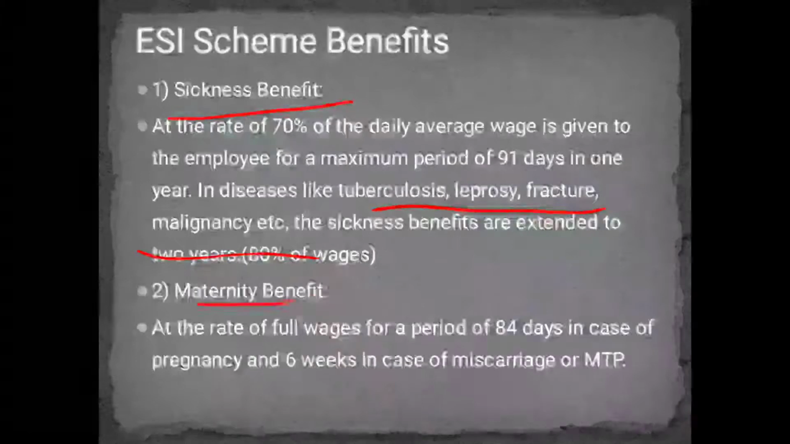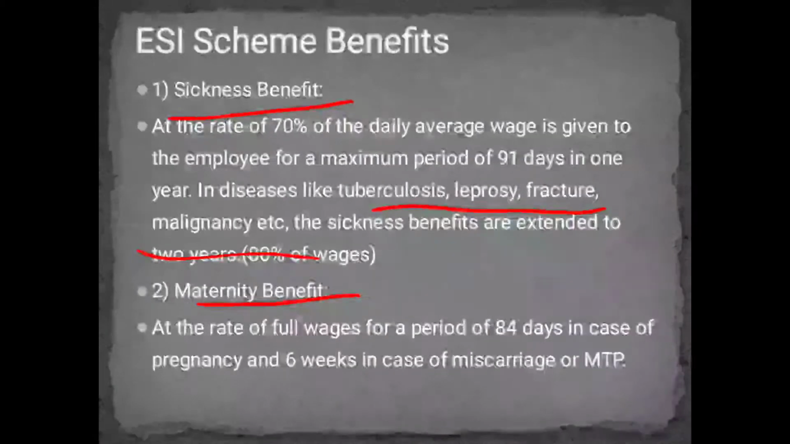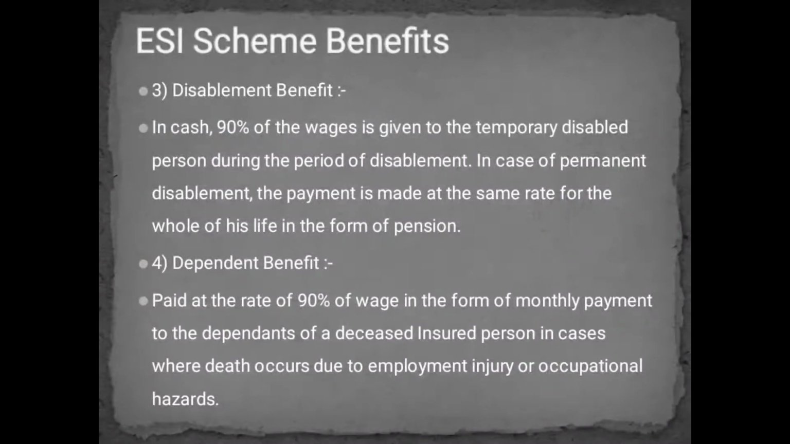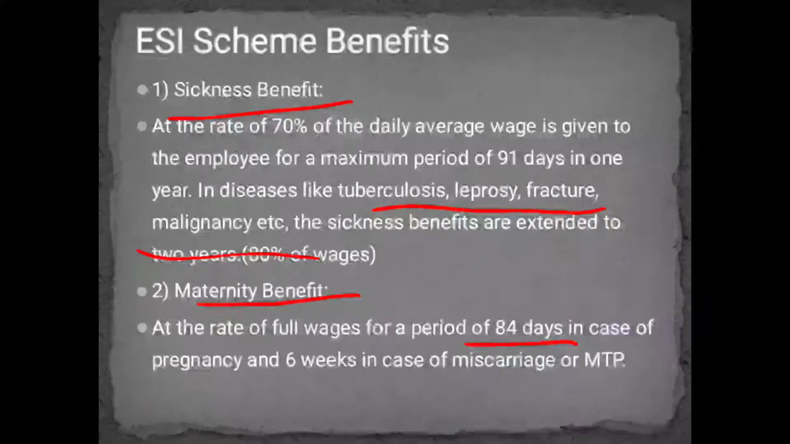Then maternity benefit. In the case of maternity, there are a lot of benefits at the rate of full wages for a period of 84 days in case of pregnancy and 6 weeks in case of miscarriage or MTP. So medical treatment is looked after. Additional to that, the wages you are getting in your organization also will be paid. The reason is very simple. Your organization contributes 4.15 for the ESI company, and that's the reason. So for maternity benefit, even the cash benefits are provided. So there is sickness benefit, then maternity benefit, then we will go on.